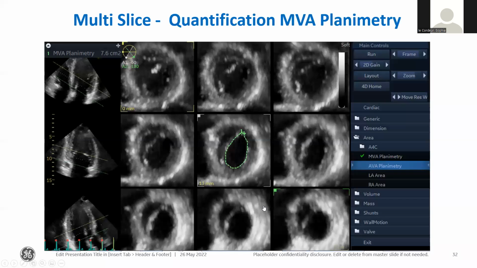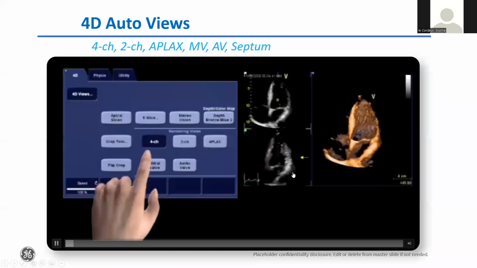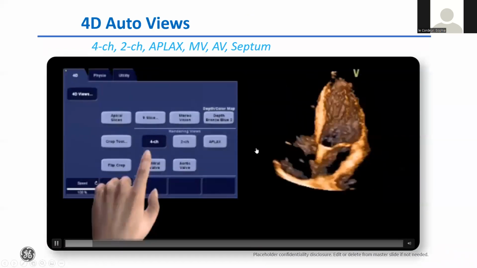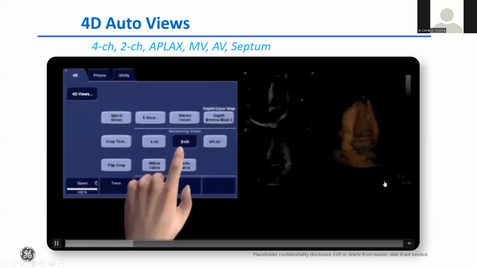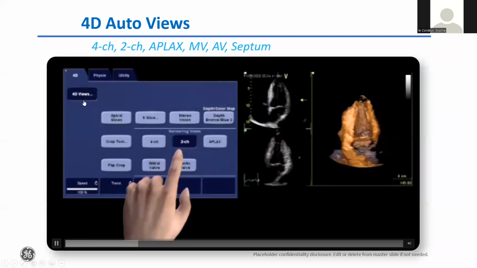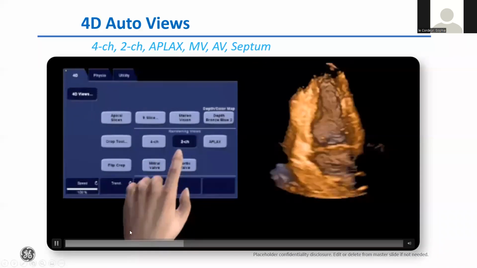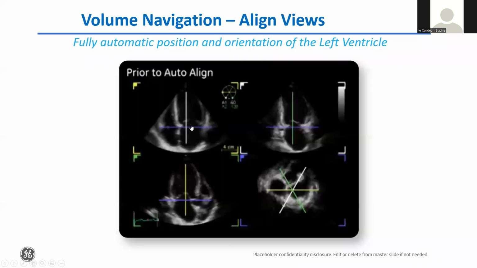Okay, so in addition, once you acquire the volume, you are able to do automatic cropping with 4D auto views, what we call 4D views. This is a button that's on the machine. You click on 4D views. You do the auto align, as you can see here. You can do the manual aligning, or you can do the auto align.